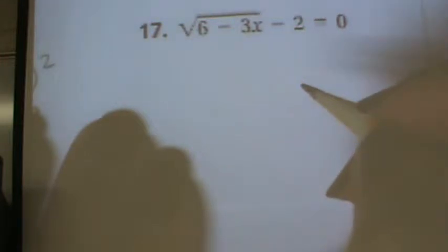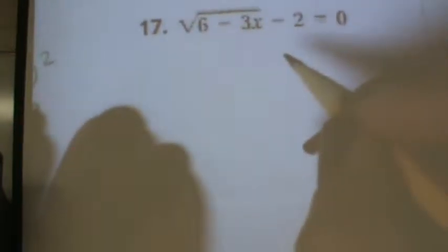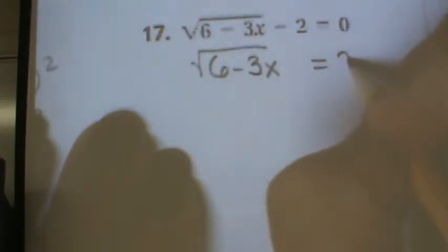All right, a few days ago, we solved radical equations. Tell me how to do this one. Add 2. So you're going to isolate the radical, and then what did you do next?